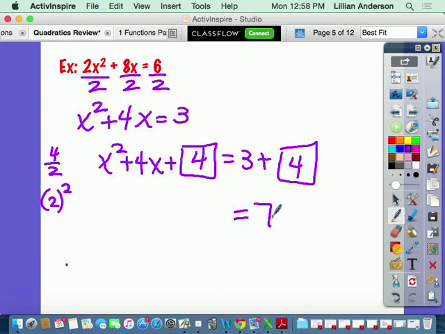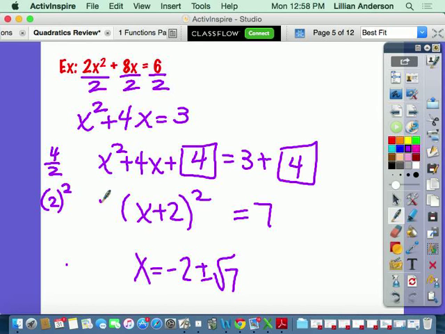And then what do you do to the left side? Then we finish this off. Square root both sides. There you go. Questions? Next one's on you.